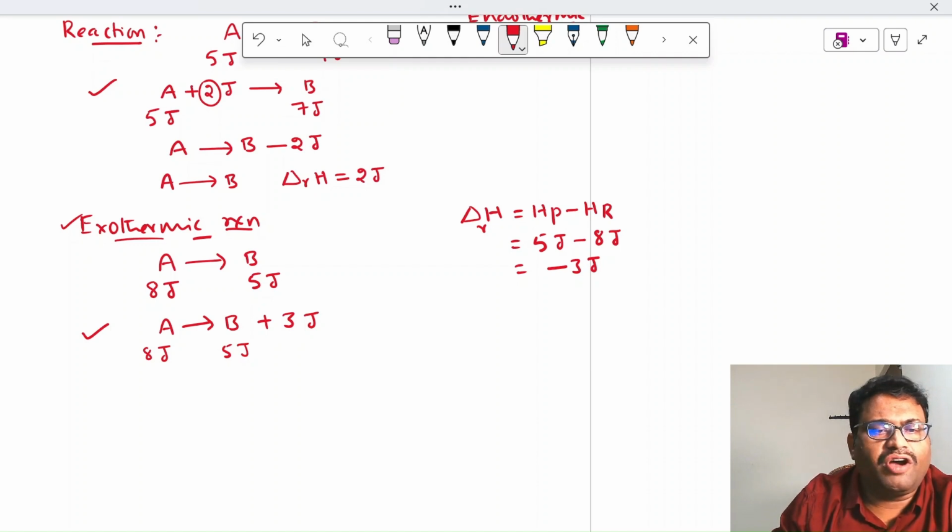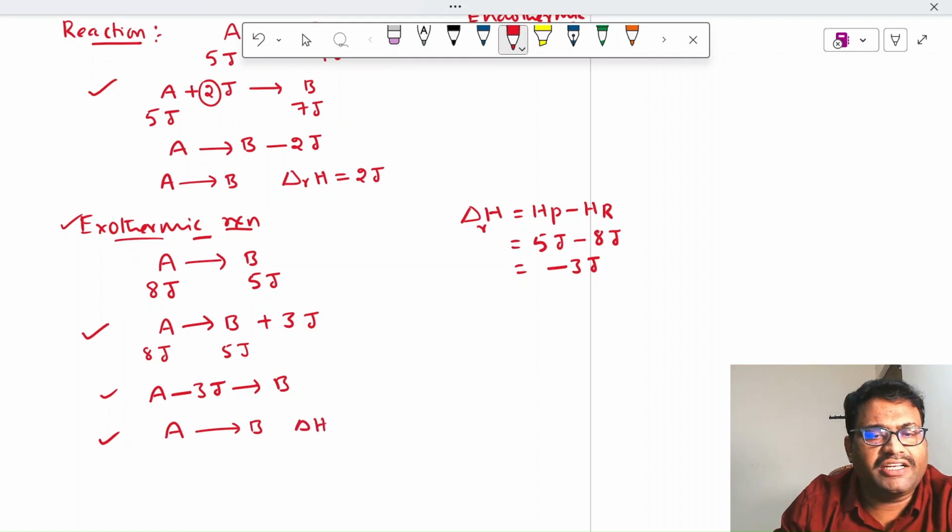What is the other way of representing an exothermic reaction? A minus 3 joules gives rise to B. This is another way of representing an exothermic reaction. Another way is A gives rise to B, delta H is equal to minus 3 joules. If you add energy on the right side, it is an exothermic reaction. If you subtract energy on the left side, the reactant side, that is also an exothermic reaction. If you represent it in the form of delta H and it is minus, then that is also an exothermic reaction.